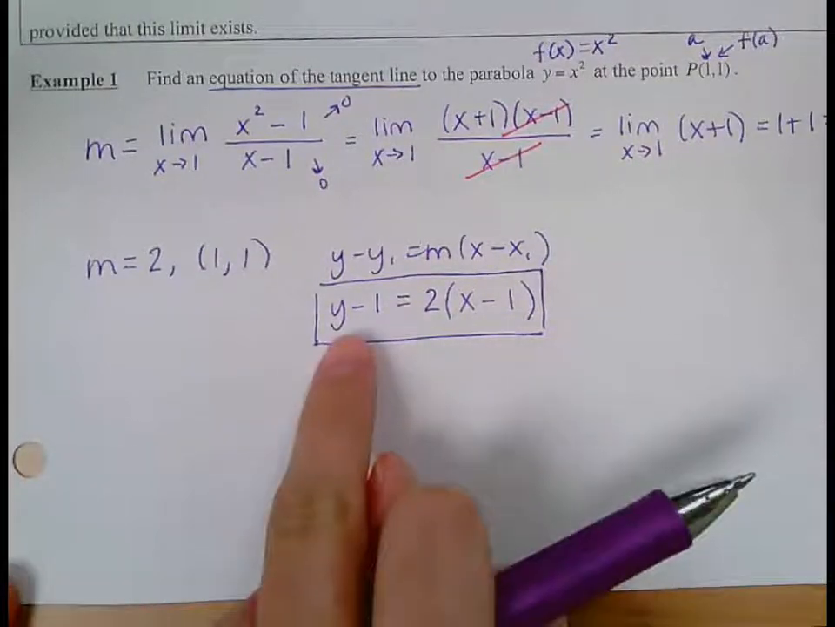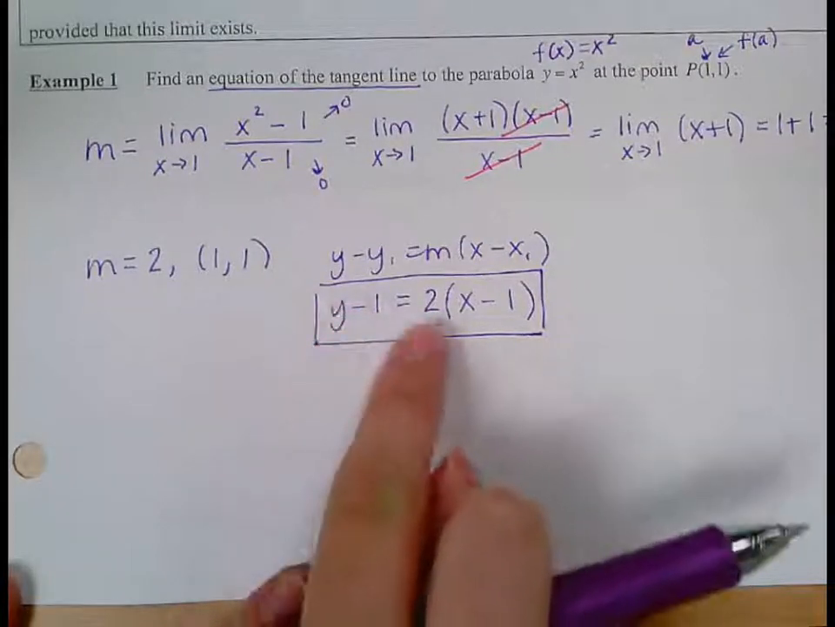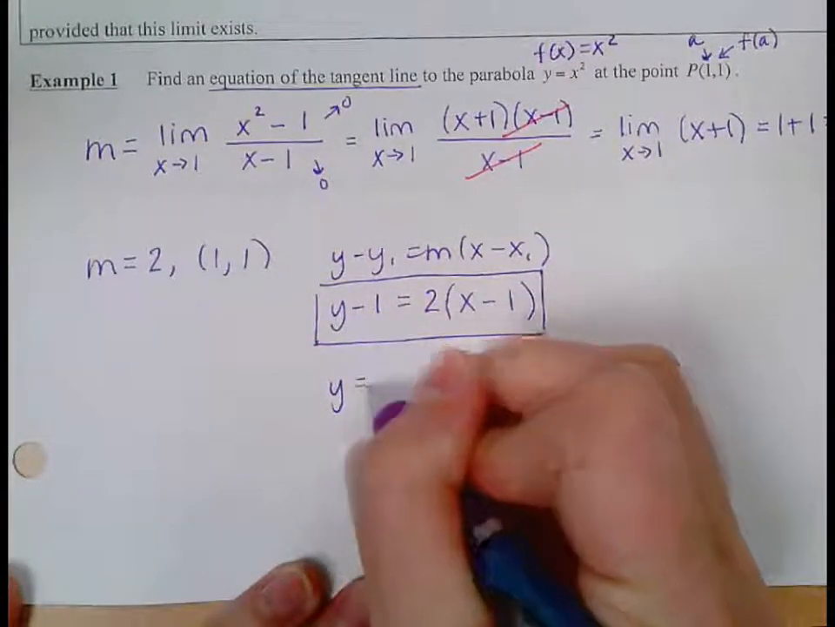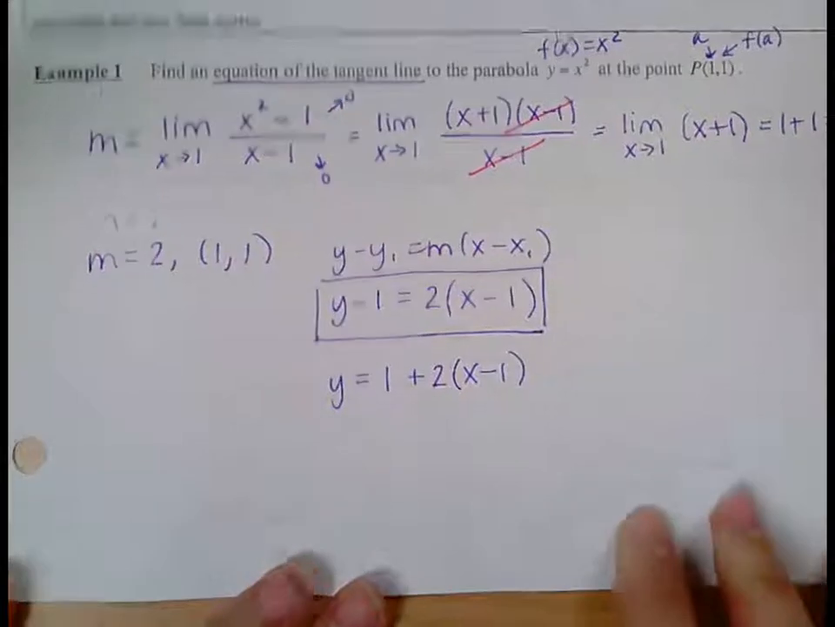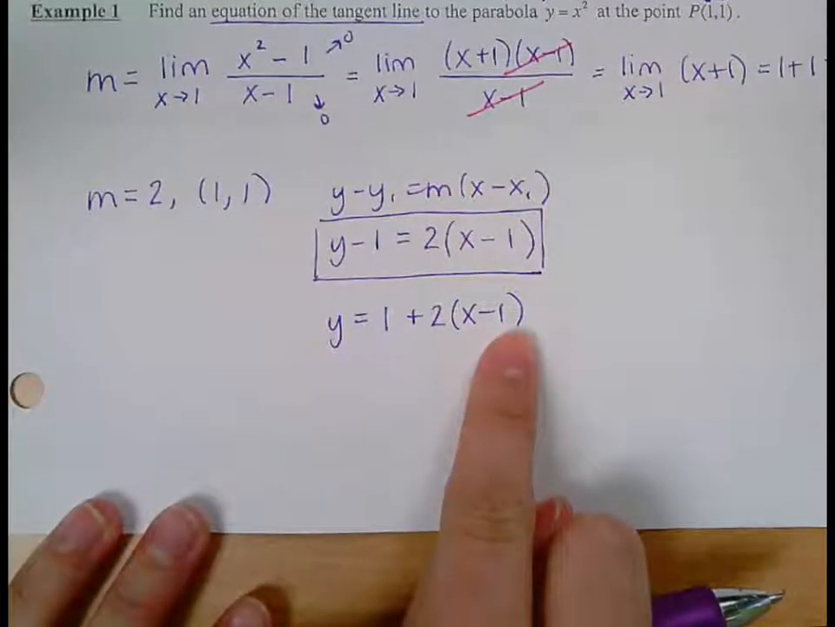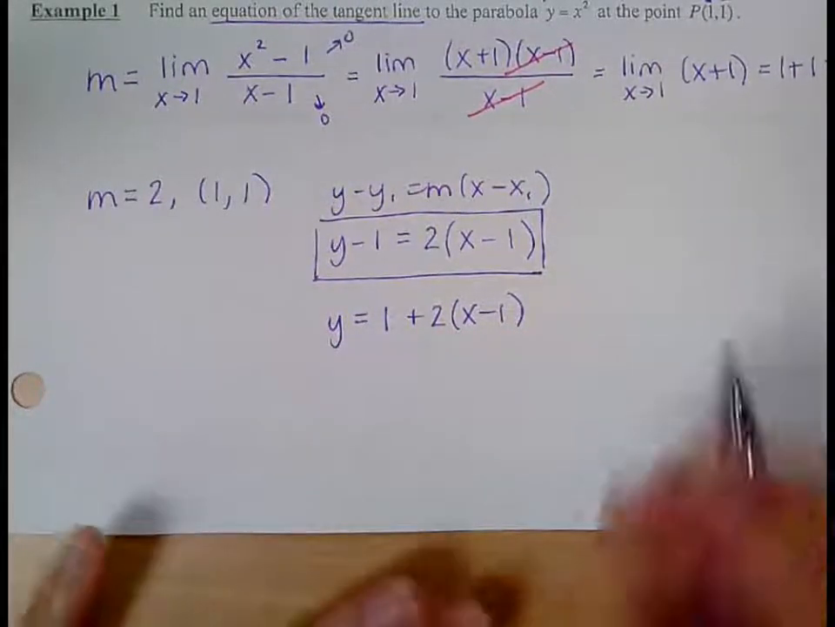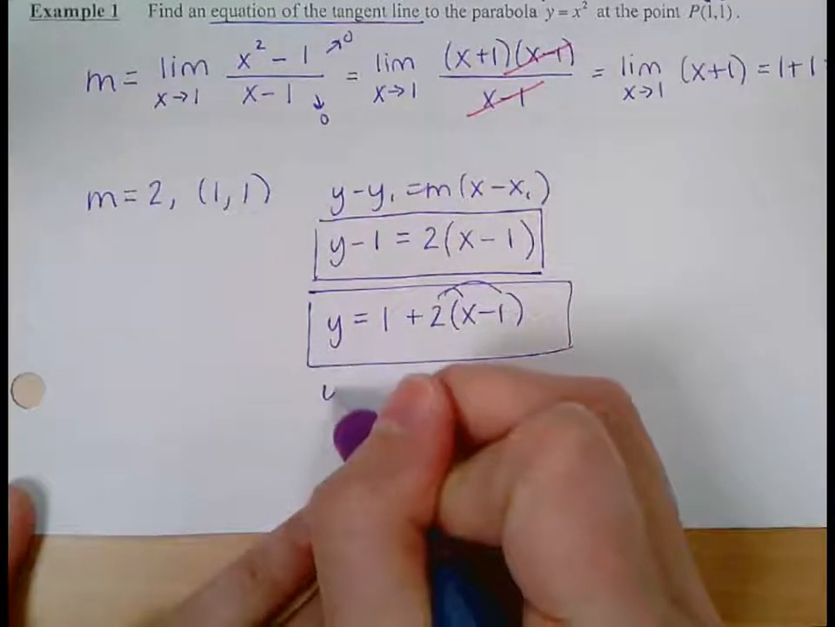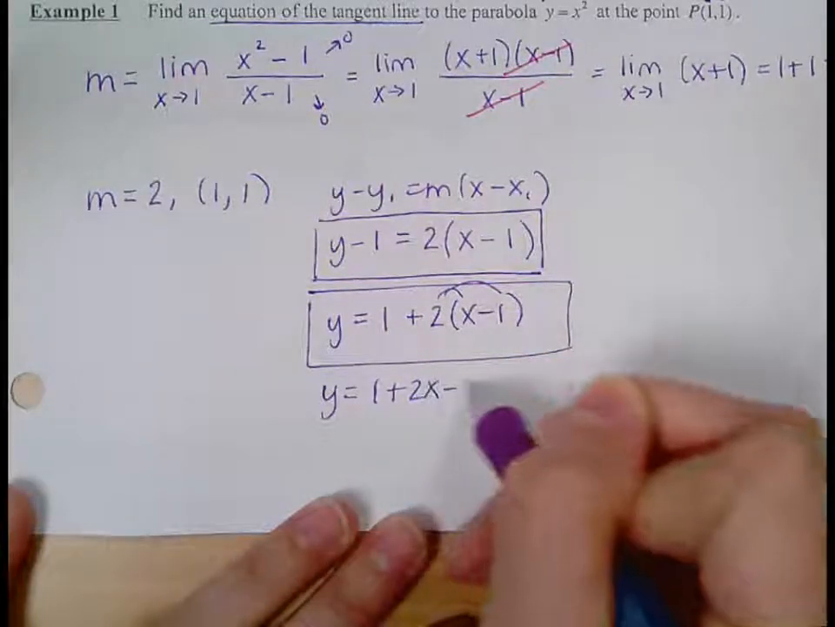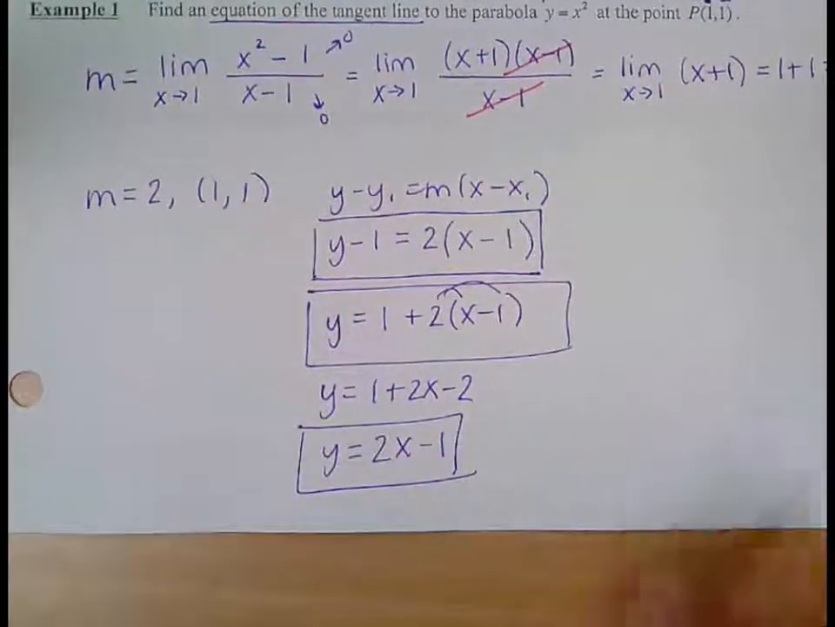Sometimes you'll see equations written like this where they'll keep this as 2 times the quantity x minus 1 and they'll just add this 1 over. So you might see equations written this way, y equals positive 1 plus 2 times the quantity x minus 1. Sometimes they'll write it like that. Or they might just go and fully simplify it into slope-intercept form. So distribute the 2. So this would be another way that you could write it technically. Or you could have y equals 1 plus 2x minus 2. So y equals 2x minus 1. Slope-intercept form would be another way you could write it. So multiple forms for your answers.